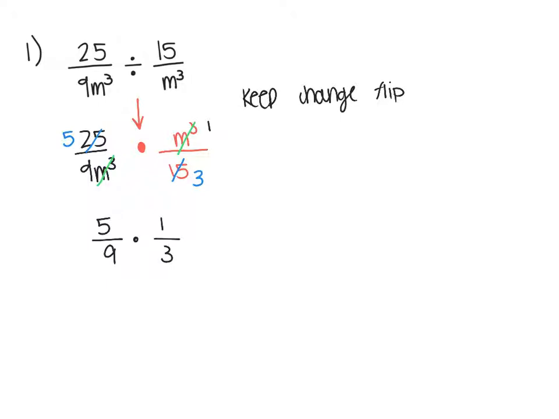Now, because I am at my fourth and final step, it's multiplication. I'm going to multiply across the top, 5 times 1, and get 5 over, multiply across the bottom, and get 27. So I've got 5 over 27 as my final answer.